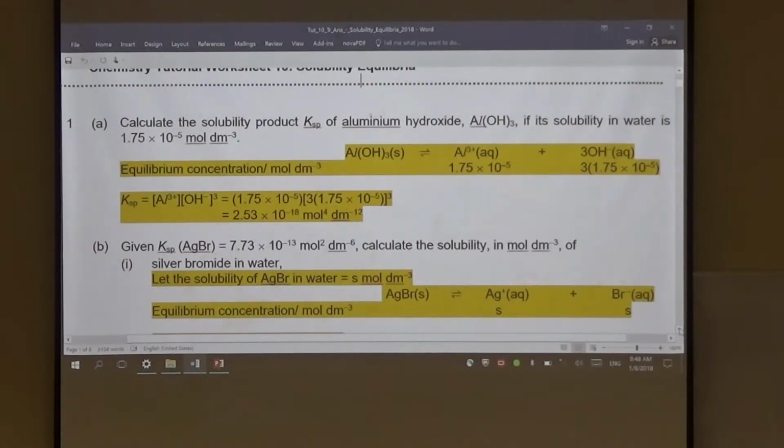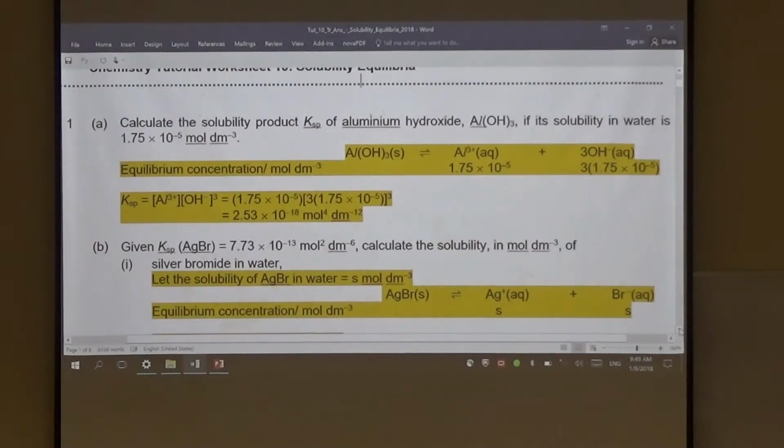The question may ask you to write down the unit. So the unit should be mole per dm cube to the power of the number of ions present. In this case, it's to the power of 4. Alright?